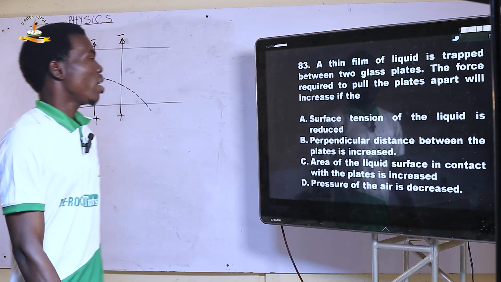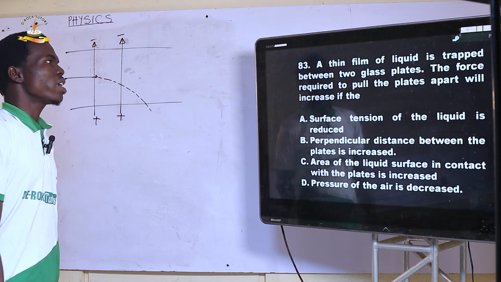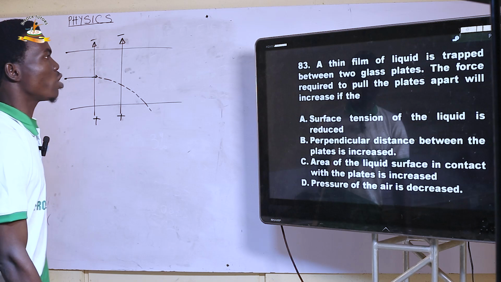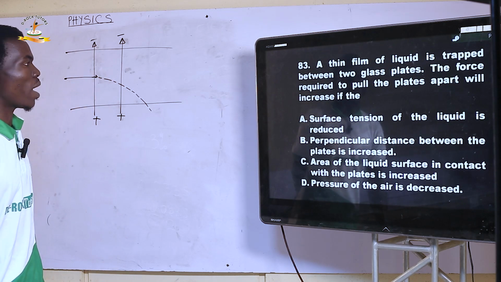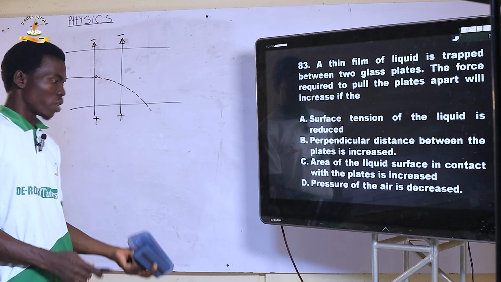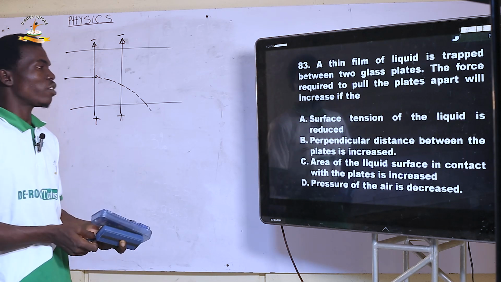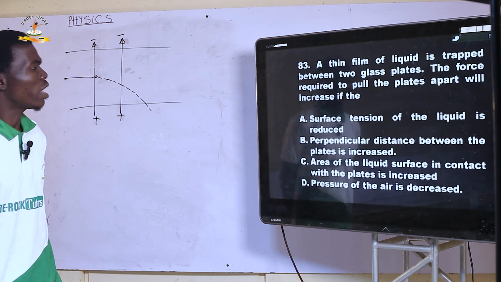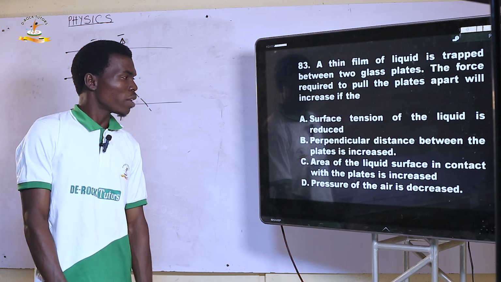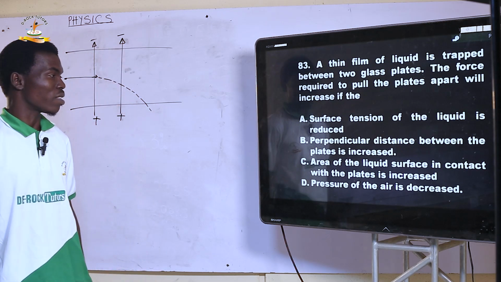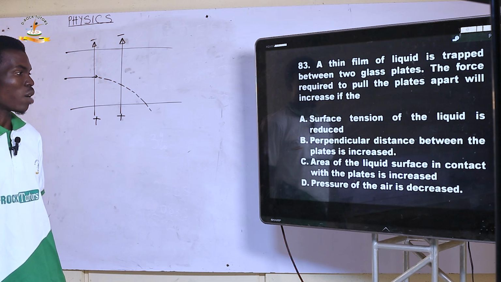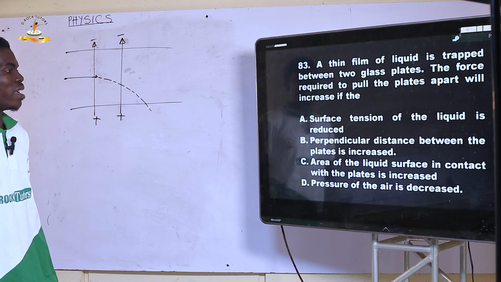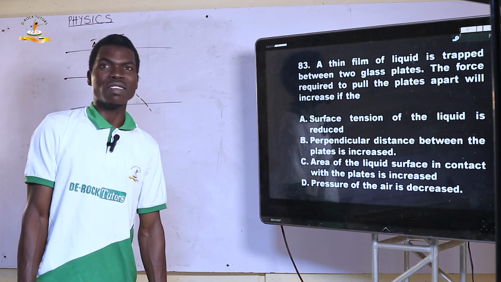Next. 83. A thin film of liquid is trapped between two glass plates. The force required to pull the plates apart will increase if the: A, surface tension of the liquid is reduced. B, perpendicular distance between the plates is increased. C, area of the liquid surface in contact with the plates is increased. D, pressure of the air is decreased.